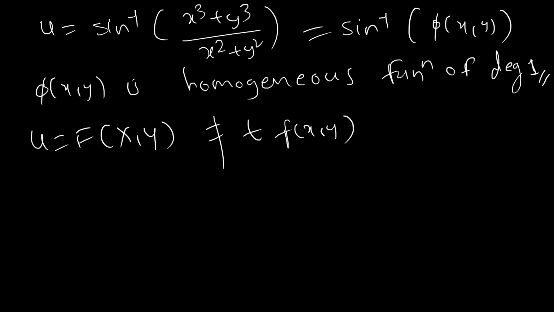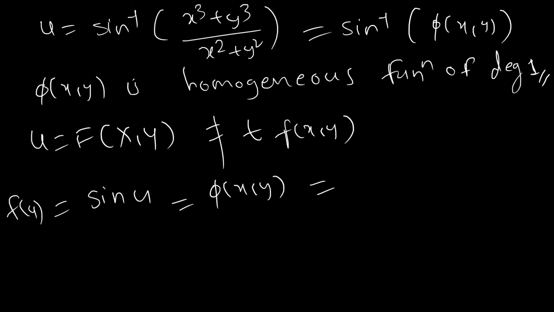But if I write it like this, that is sine of u, which is, let us say, f of u, as phi of xy, which is (x cube plus y cube) upon (x square plus y square), now I can say that this f of u is a homogeneous function of degree 1. So in such cases, we will always redefine our function in this way, and then we can use Euler's theorem. So let us deduce our Euler theorem statement and see what the RHS of that expression looks like for such a type of functions. And that is itself the modified Euler theorem.